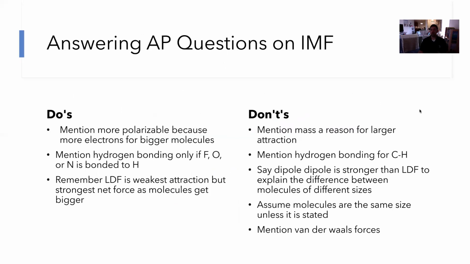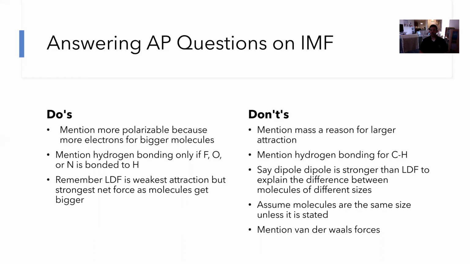All right, so when it comes time to answer AP questions on intermolecular forces, and I know we have a lot more content in Unit 3 to discuss, but I just wanted to make a point with just the intermolecular forces themselves. Some of the do's. Do mention more polarizable. I've said it, I don't know how many times. Someone in the comments, please go back, watch it, tell me how many times I said more polarizable, but it is important. Talk about more polarizable when you're talking about a bigger molecule with more electrons, because that's a correct way to answer these questions. Do mention hydrogen bonding only if it's got fluorine, oxygen, or nitrogen bonded to the hydrogen.